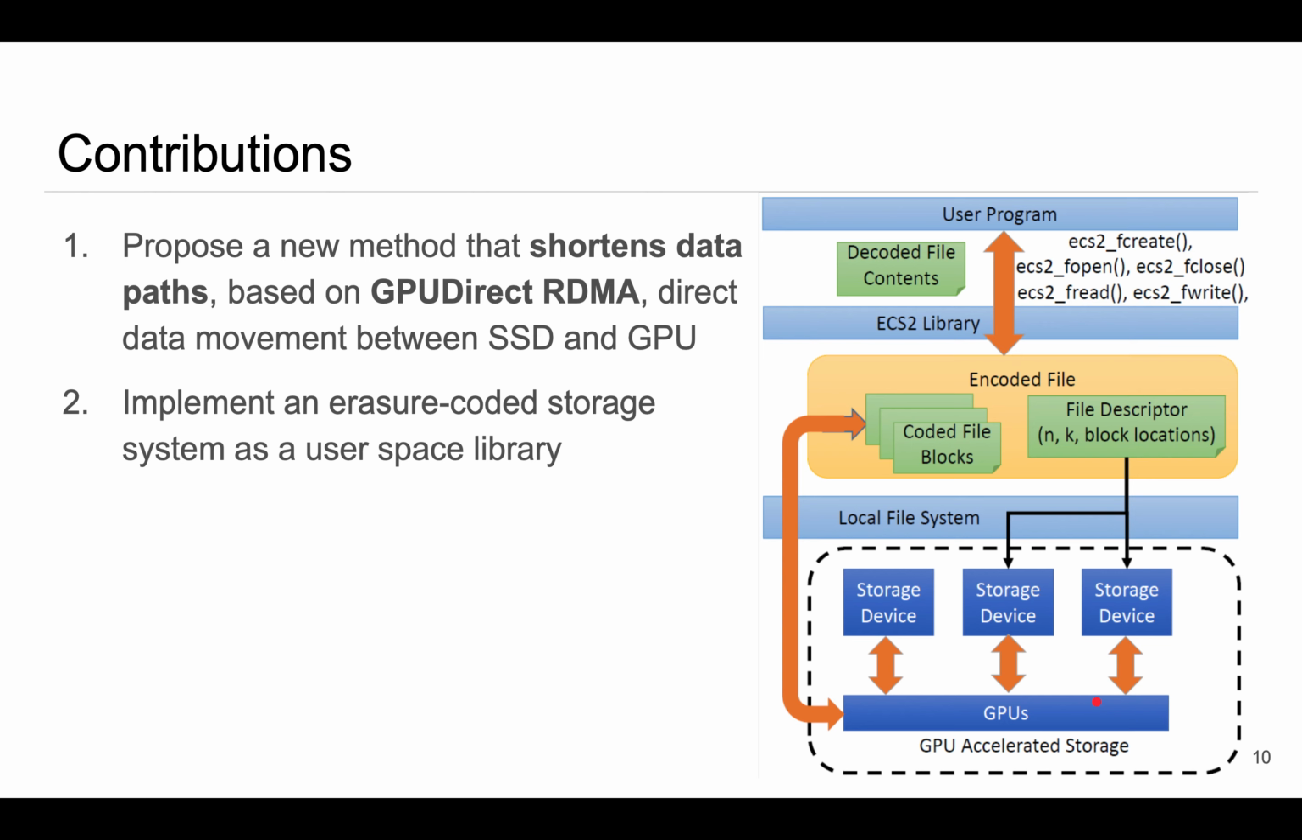In sum, our work shortens the data path using GPU direct RDMA technique, and we implement our approach as a user-level library called ECS2, Erasure Coded Storage System. Through our file-system-like APIs, users can create and access their erasure coded files to obtain higher data reliability on any file systems, as shown by the figure on the right.